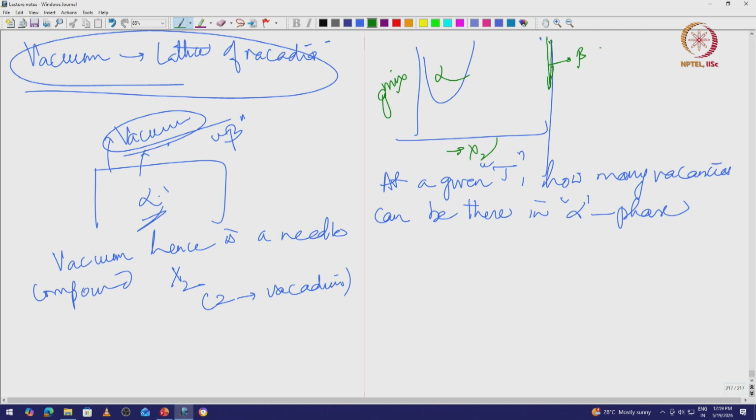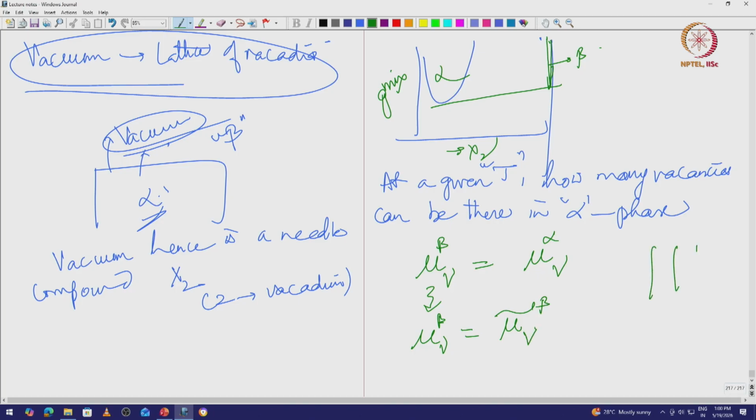So now mu of vacancy in beta should be equal to, I do this common tangent construction, and I am going to say mu of vacancy in alpha, right. But again, the same arguments as earlier: mu of vacancy in beta is nothing but mu of vacancy in pure beta, or the phase where the lattice consists completely of vacancies, no platinum at all, right. So that is the pure vacancy phase.